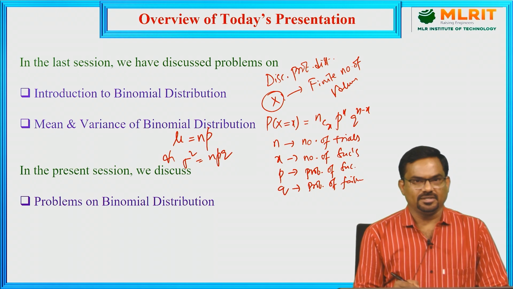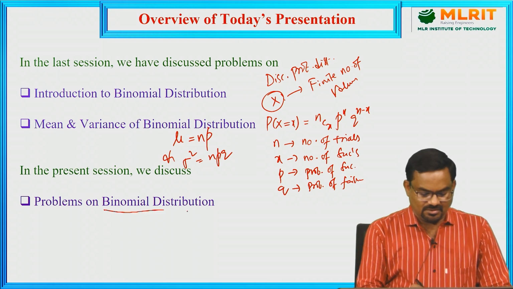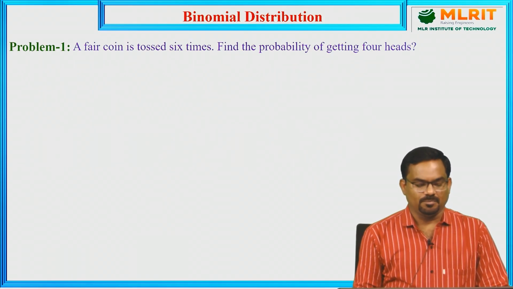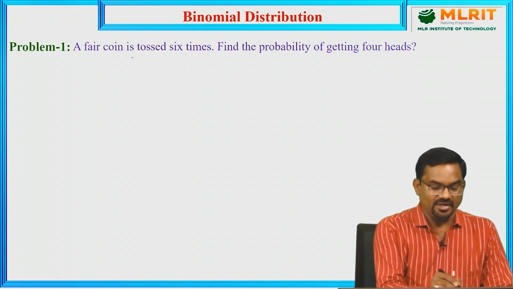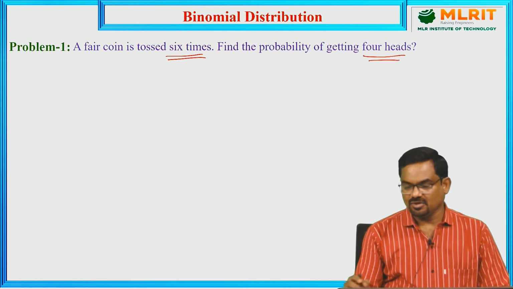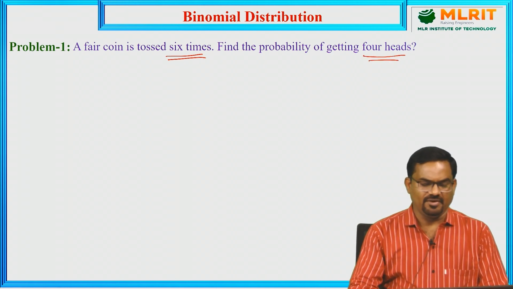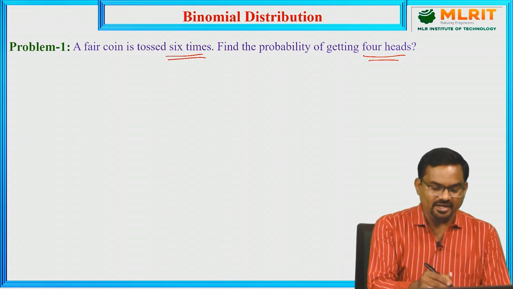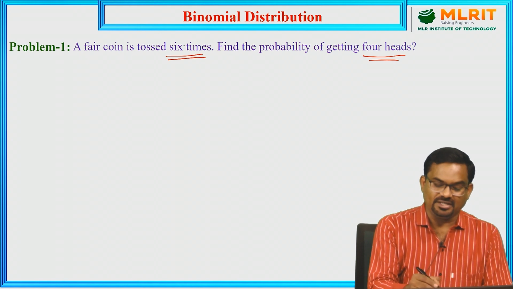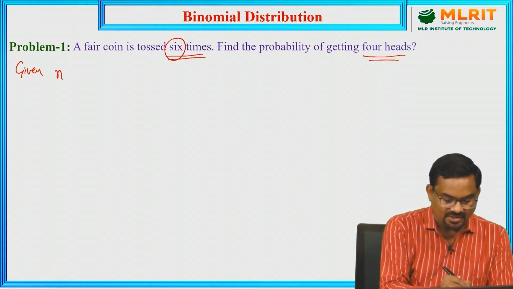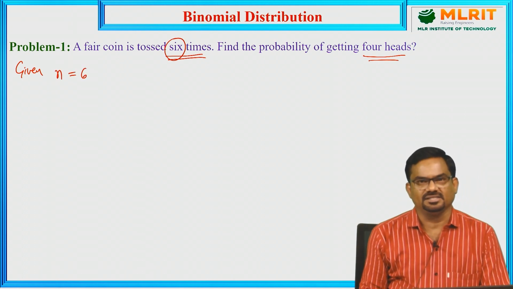Now coming to the present session, let us solve some problems on binomial distribution. Problem number 1. A fair coin is tossed 6 times. Find the probability of getting 4 heads. So here the experiment is given tossing a coin, and that experiment is repeated how many times? A fair coin is tossed 6 times. So given n equal to 6, the number of trials n is 6.